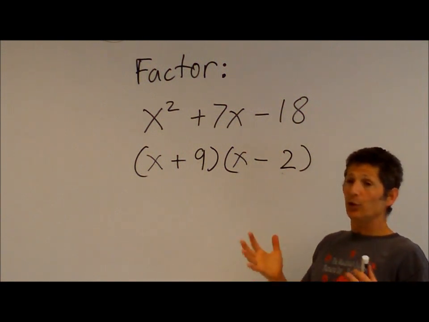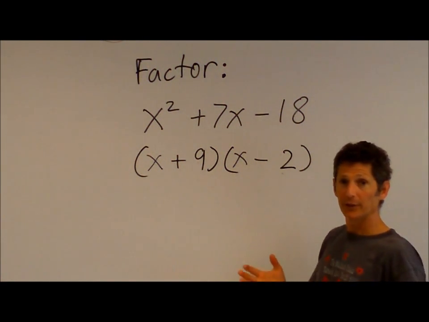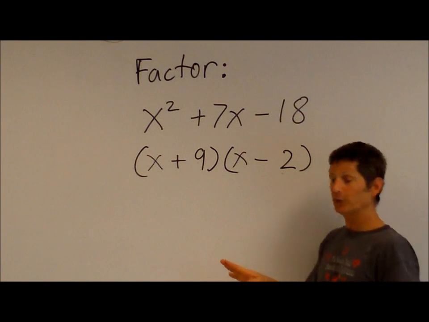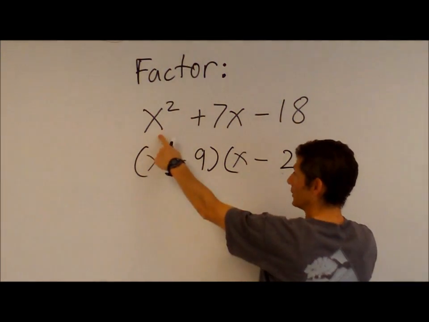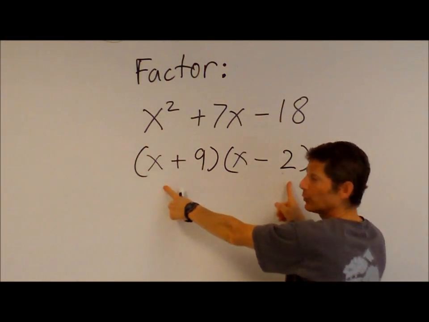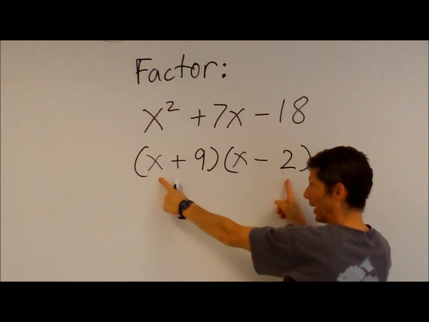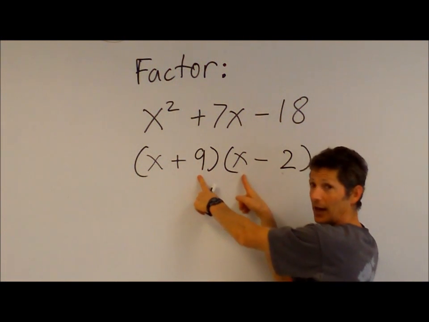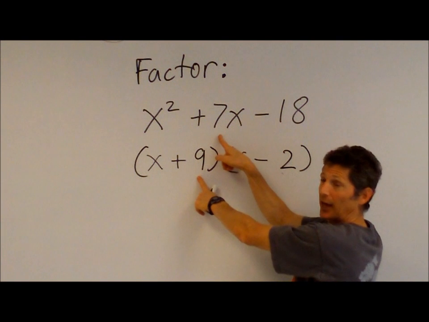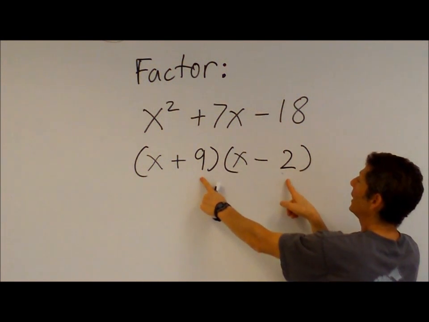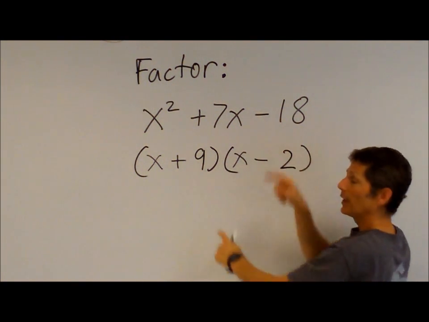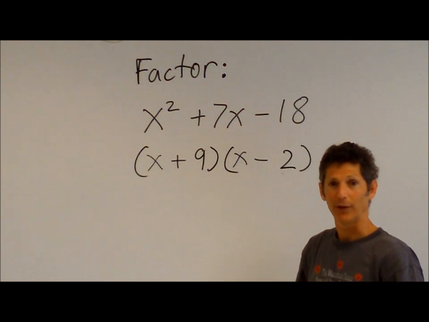So really, there's no shortcut here. I just try a few things, and now I multiply. I always check by multiplying it out. x times x is x squared. Then I do the outers: negative 2x plus 9x gives me 7x. And the last term is 9 times negative 2, which gives me negative 18. And there you have it. It's fully factored.